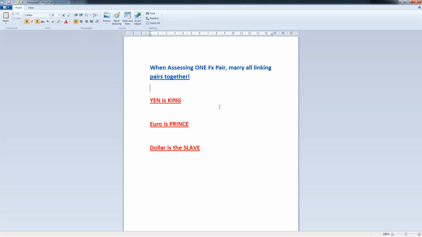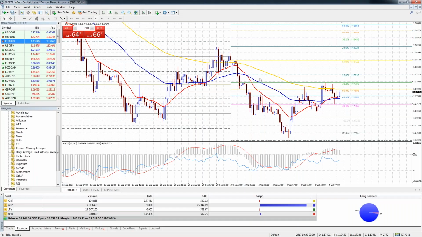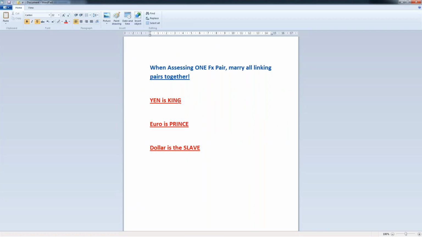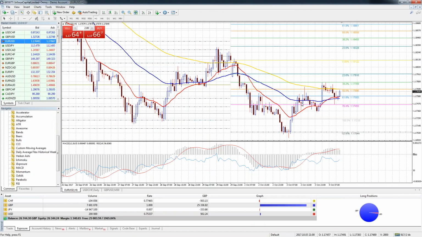So it's important to write it down, guys. If you marry three pairs together, pick a first, second, and third place, and that's how you do it. It's very simple, but write it down. Yen is strong right now. Euro is in second place. Dollar is the weaker one out of all three currencies.